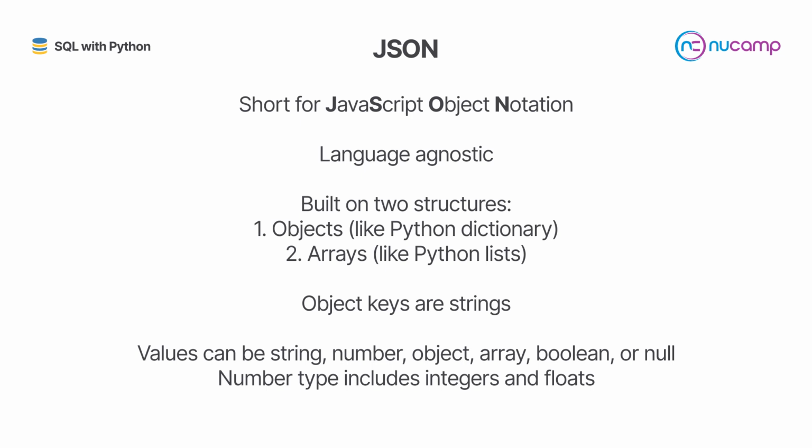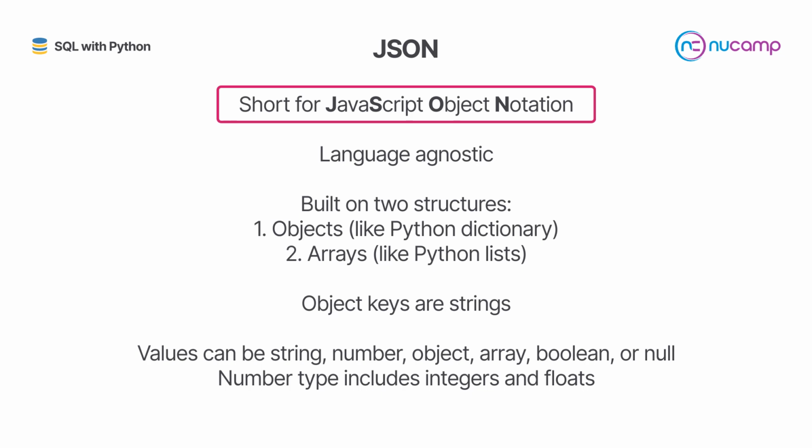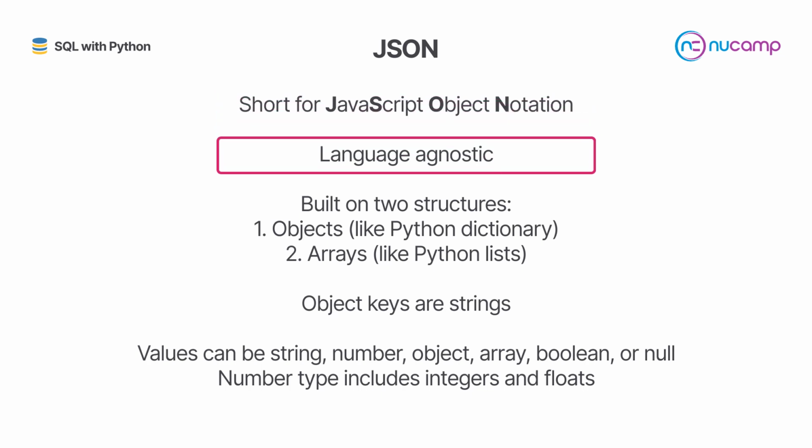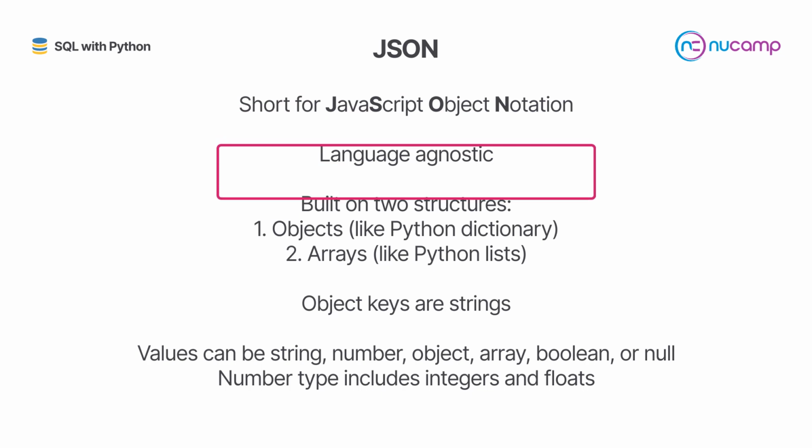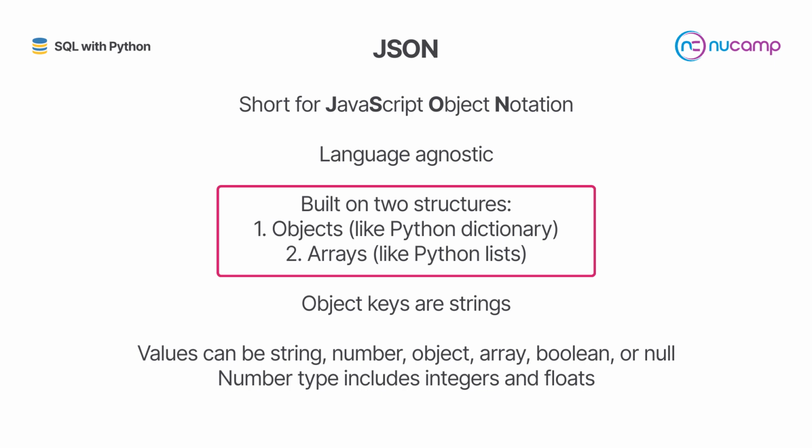In this course, we are going to use a data format called JSON, which stands for JavaScript Object Notation. Despite the name, it's completely language agnostic and follows similar patterns found in a variety of programming languages. For example, the syntax may remind you of Python's dictionaries and lists. JSON is built on two data structures: objects, which are collections of key-value pairs, like a Python dictionary, and arrays, which are ordered collections of values, like a Python list.